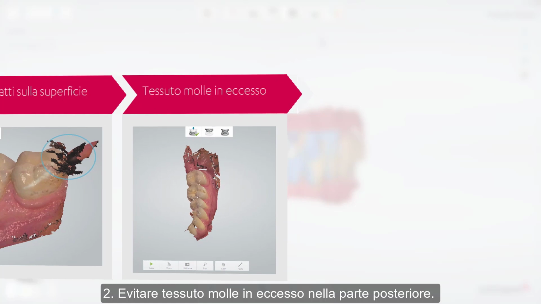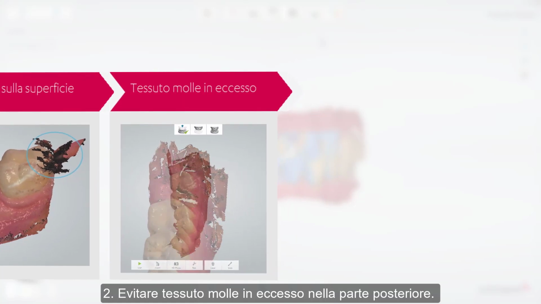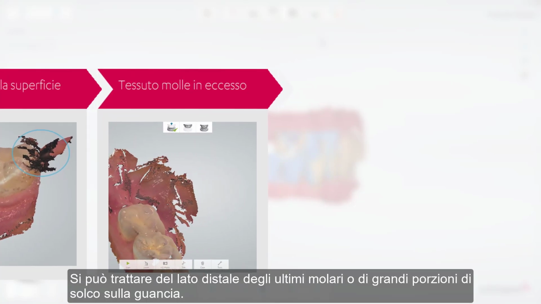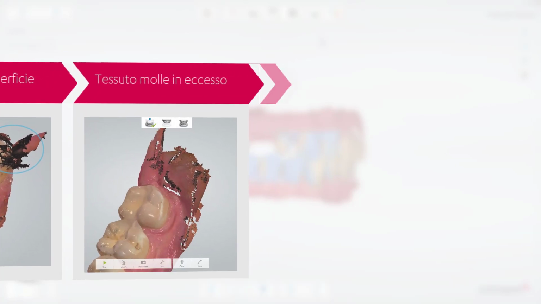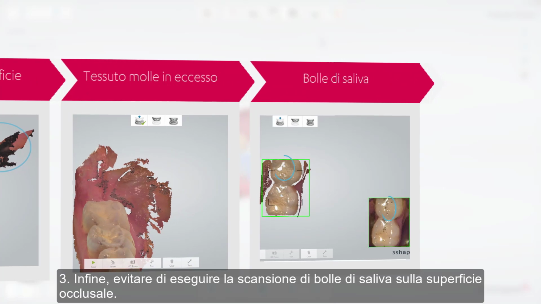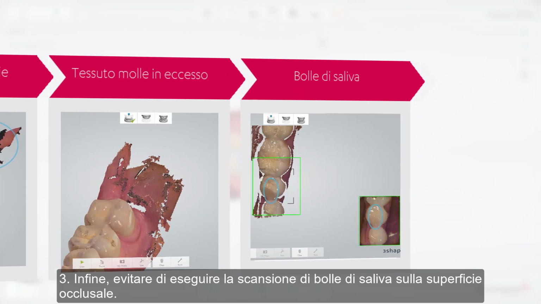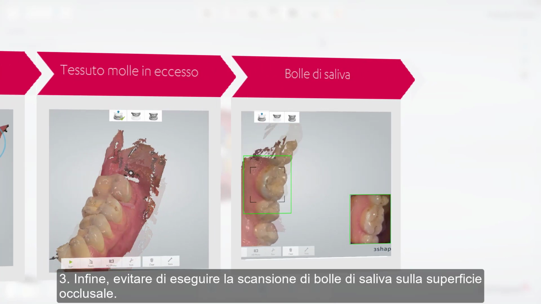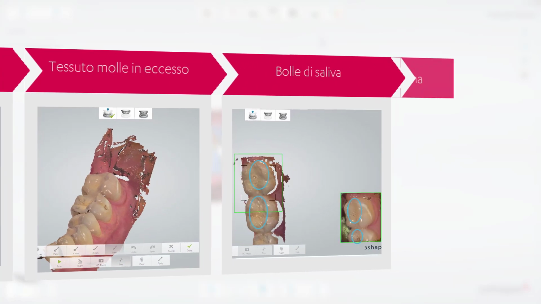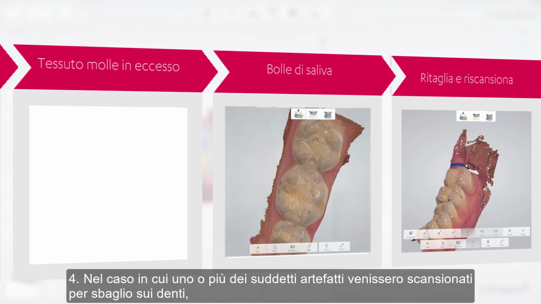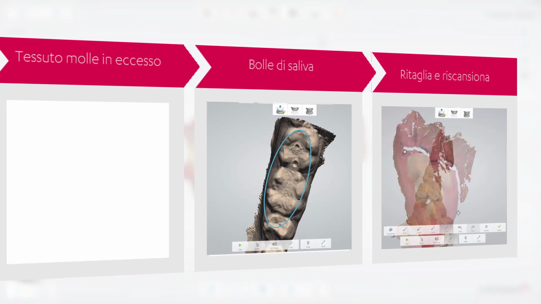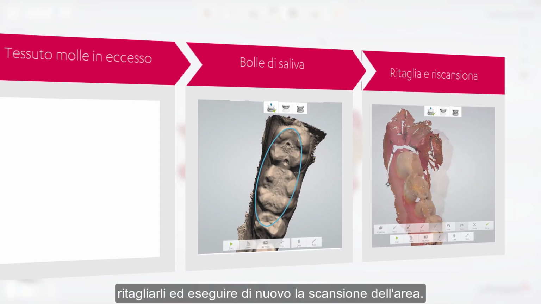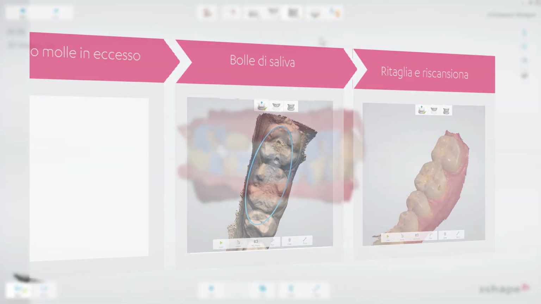2. Avoid excess soft tissue at the back. This may be the distal of the last molar, or it may be large portions of sulcus to the cheek. 3. Finally, avoid bubbles of saliva being scanned onto the occlusal surface. Dry the teeth before scanning. 4. If you should accidentally get one or more of the mentioned artifacts scanned on the teeth, simply trim them away and rescan the area.